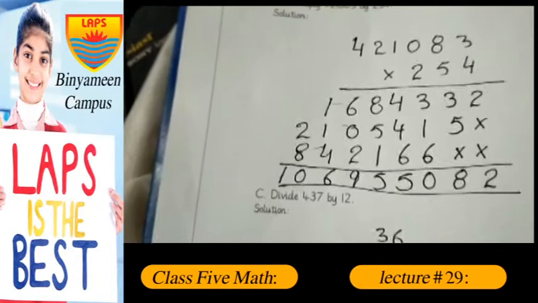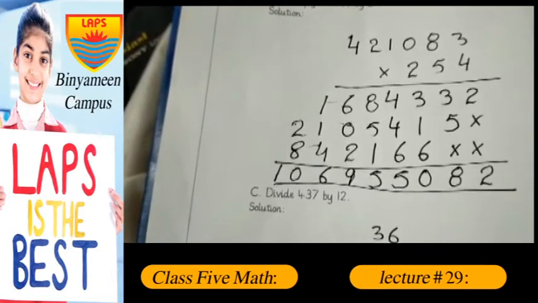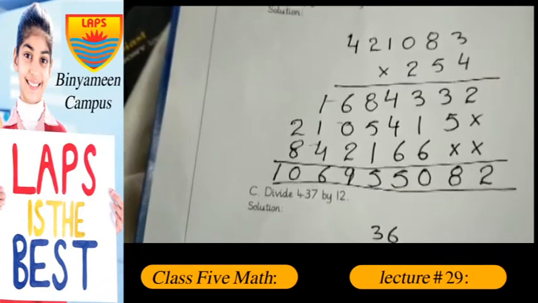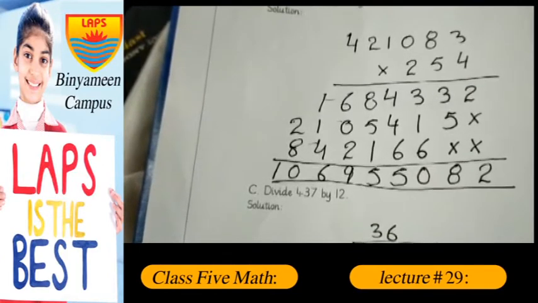Now cross. Then 2 3s are 6, 2 8s are 16, 1 carry, 2 0s are 0, 1, then 2 1s are 2, 2 2s are 4, 2 4s are 8.